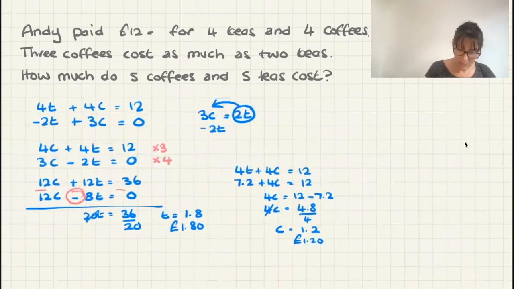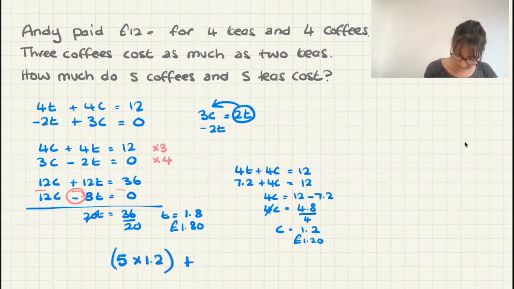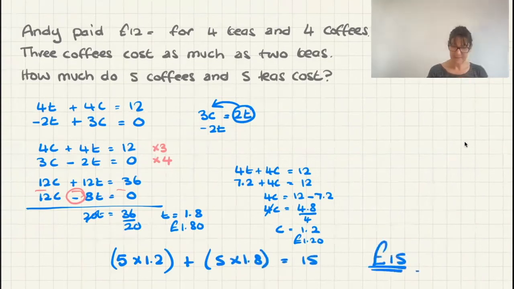It's not about what a cup of coffee or a cup of tea costs. We actually want to know what 5 coffees and 5 teas cost. So 5 coffees would be 5 times 1.2. I want to add 5 teas, which is 5 times 1.8. And that would give me 15. So the final answer is £15.